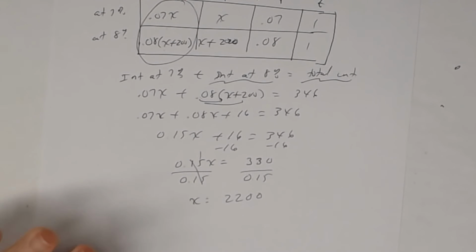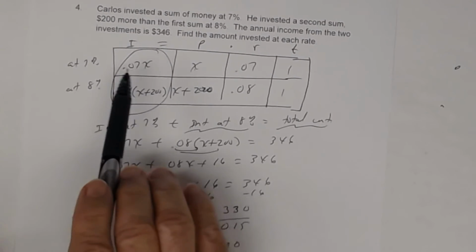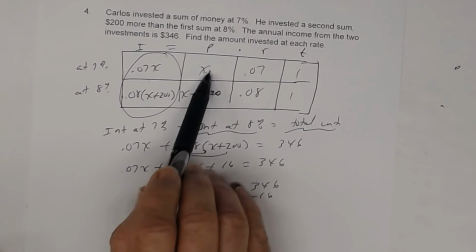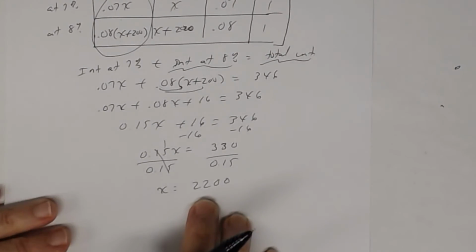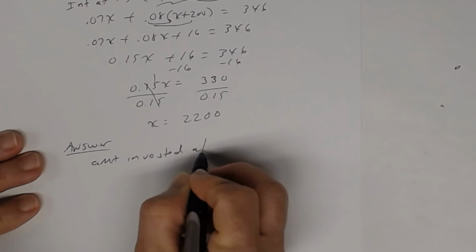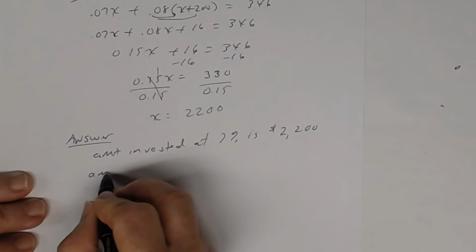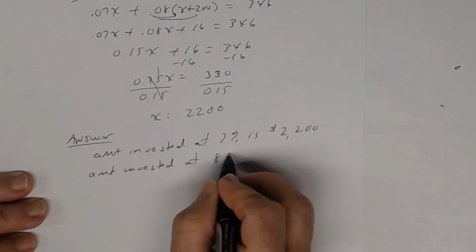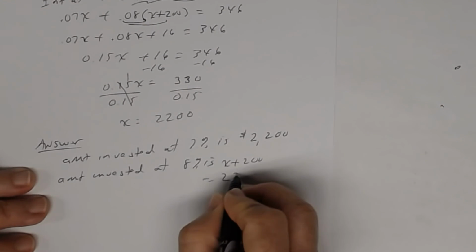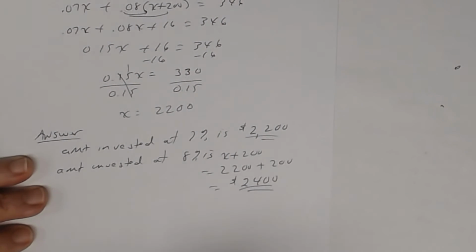All right, now make sure you don't stop there, and make sure you answer the question. So you want to know, what is the amount invested at each rate? So what's the amount invested at 7%? What's the amount invested at 8%? That's that principal. So X, remember X is 2,200, so that's the amount invested at 7%. So your answer, you're going to say the amount invested at 7% is $2,200. The amount invested at 8% is, now remember what that is, that's X plus 200, which equals 2,200 plus 200, which is $2,400. All right, and there's your answer.